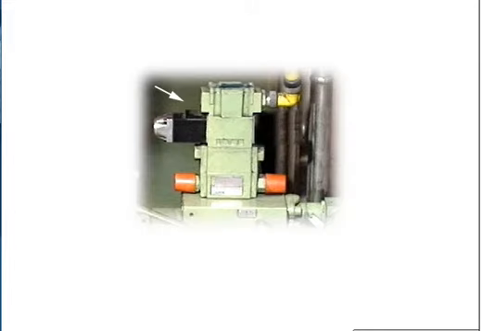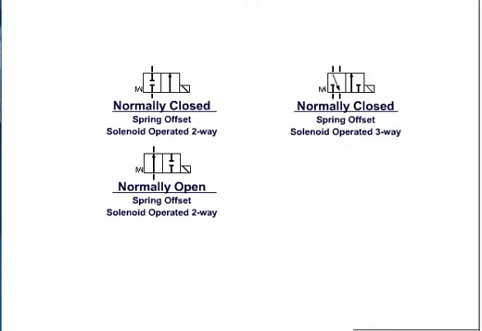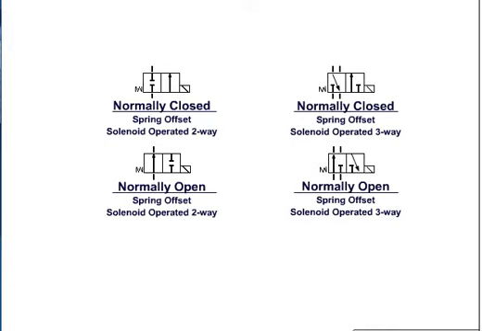Directional control valves may also be designated as normally open or normally closed. These designations would accompany 2-position valves such as the following: spring offset, solenoid operated, 2-way valve, normally closed. Spring offset, solenoid operated, 2-way valve, normally open. Spring offset, solenoid operated, 3-way valve, normally closed. Spring offset, solenoid operated, 3-way valve, normally open.